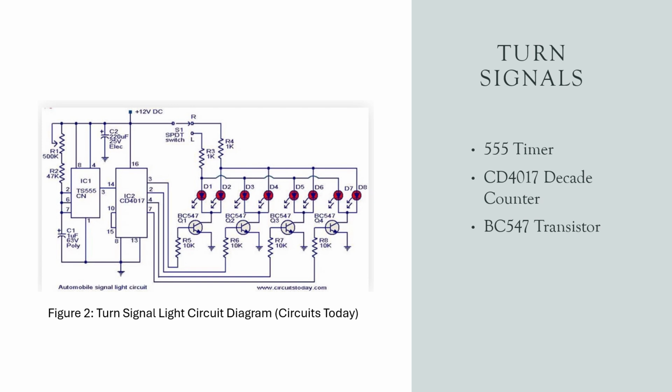One main component is the 555 timer, which is configured as an astable multivibrator that produces a continuous clock pulse to control the sequencing speed. Another main component is the CD4017 decade counter, which receives the pulses from the 555 timer and sequentially drives the output pins to activate each LED one after another. A third component is the BC547 transistor with LEDs, where each transistor amplifies the control signal from the CD4017 to power its corresponding LED segment in the turn signal chain.